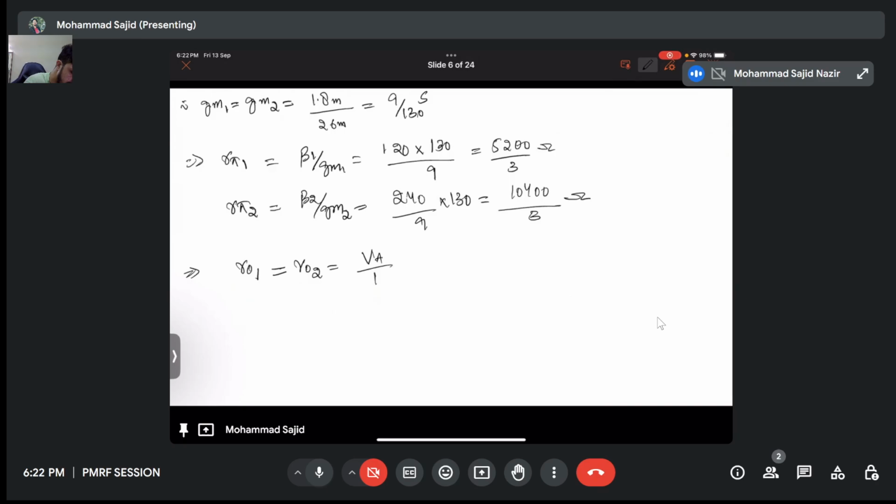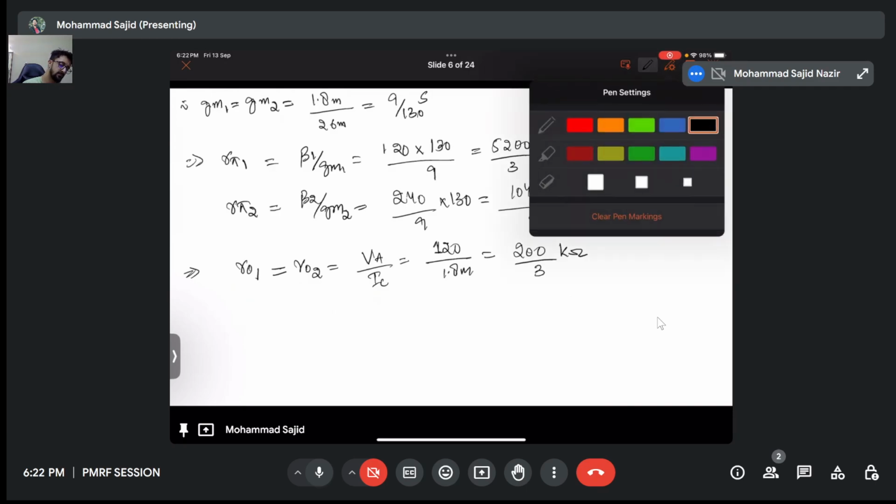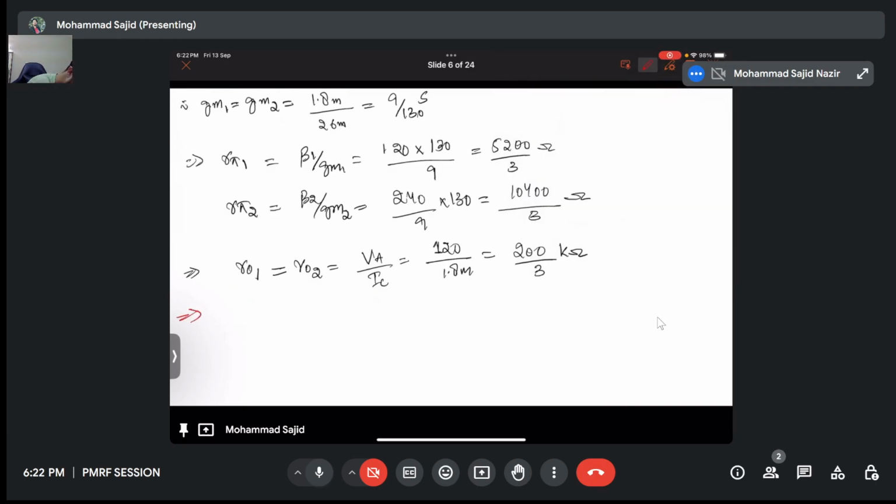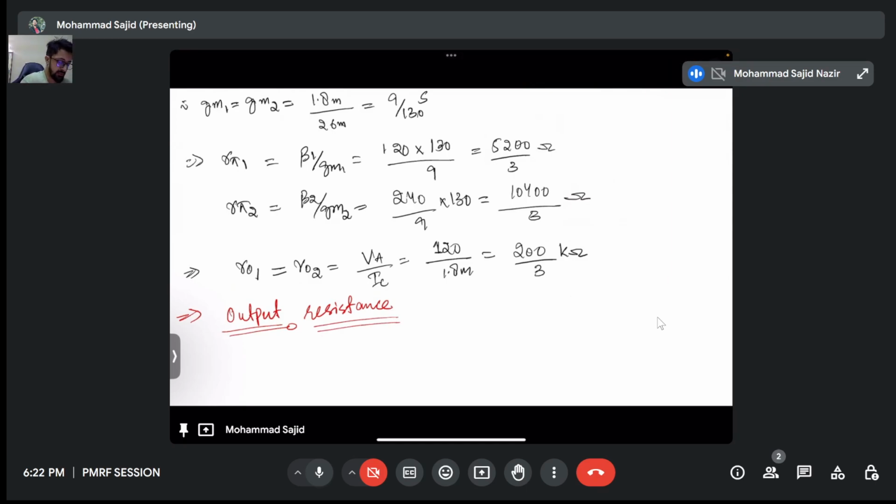So we have VA by IC. So this is 120 to 1.8 milli, and it comes out to be 400 by 3 kilo ohm. So these are the values which we may need to solve the questions. Now we have these. What was the main motive? Calculate the output resistance.